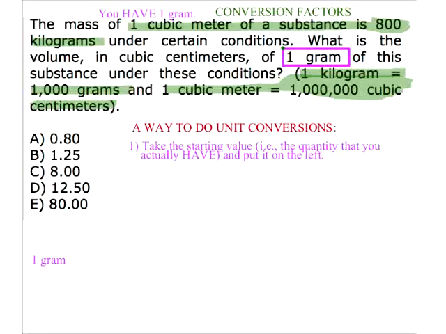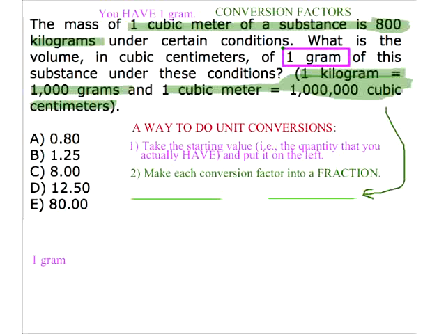Then the deal is that conversion factors become fractions. So make each conversion factor into a fraction. So for instance, this conversion factor would be one of 2 fractions. It would either be 1 cubic meter over 1 million cubic centimeters or vice versa. So let's put those both in there. As a fraction, this conversion factor either looks like this. It's either 1 cubic meter over 1 million cubic centimeters, or it's 1 million cubic centimeters over 1 cubic meter.